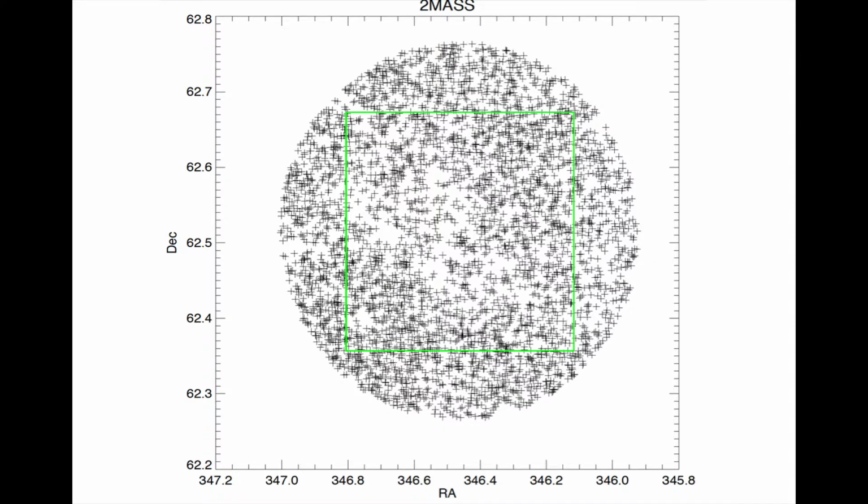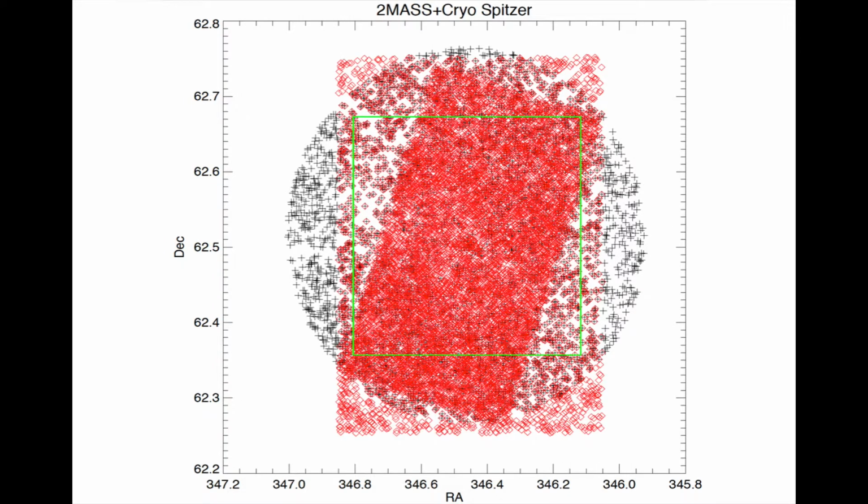So this is just a picture of what that process looks like for the catalogs that I've already assembled. The green here is our nominal region of study, and all the black crosses are right ascension and declination in decimal degrees. All of those black crosses are individual sources within the 2MASS catalog. And so you can start to see that V or Y-shaped structure where there are no sources because it's obscured at 2MASS wavelengths. Then I'm going to combine the 2MASS data with the Cryo data.